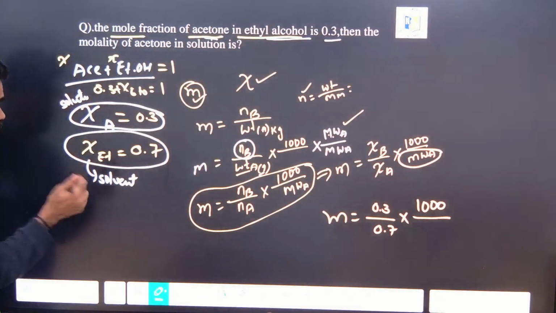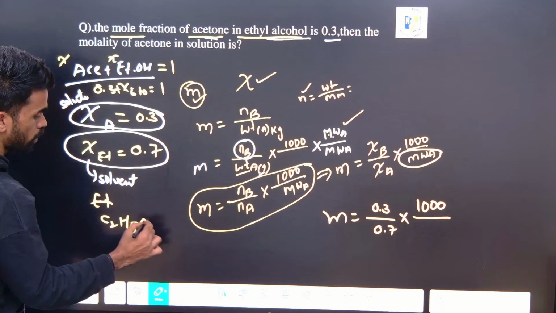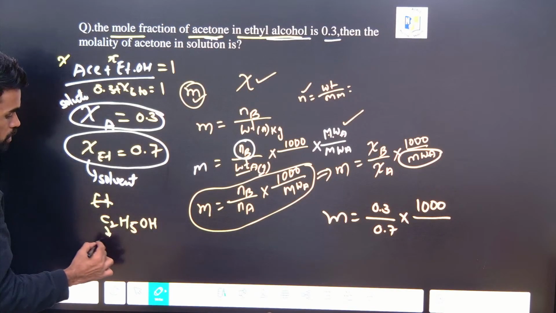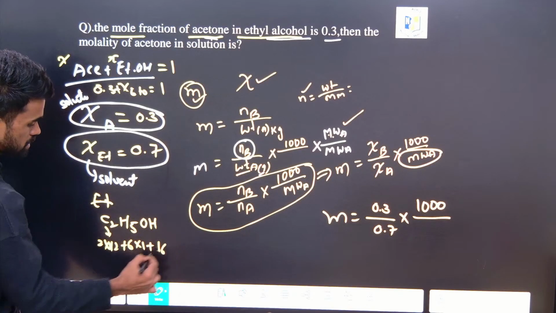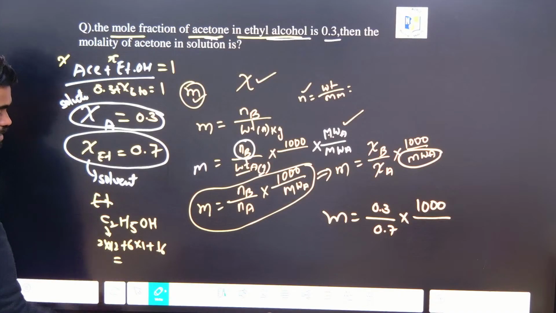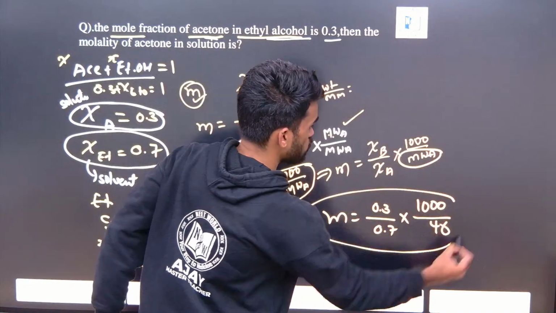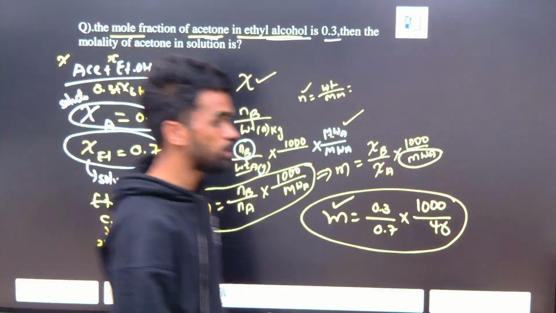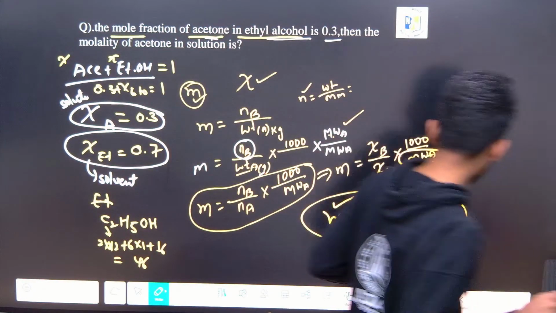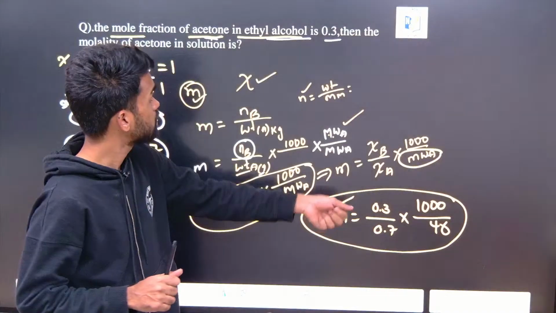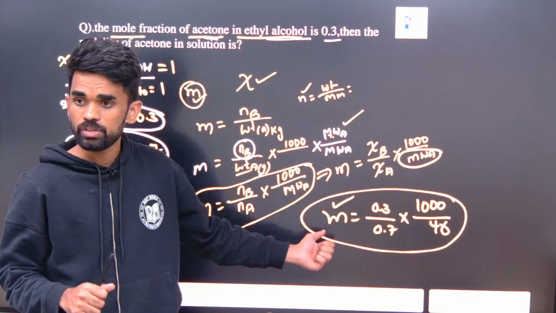What is our solvent here? Ethyl alcohol. Ethyl alcohol formula is C2H5OH. So its molecular weight will be 2 into 12 plus 6 into 1 plus 16. So this will be 24 plus 6, 30, 46. So here you take 46. By simplifying this, you are going to get your molality as the answer. So molality will be 0.3 by 0.7 into 1000 by 46. Just simplify, you are going to get your molality.